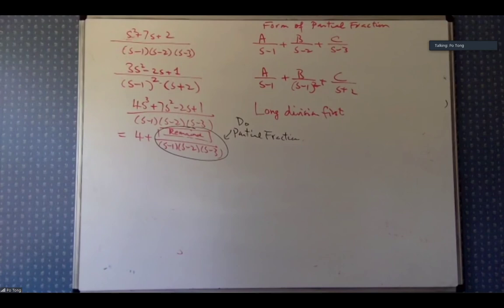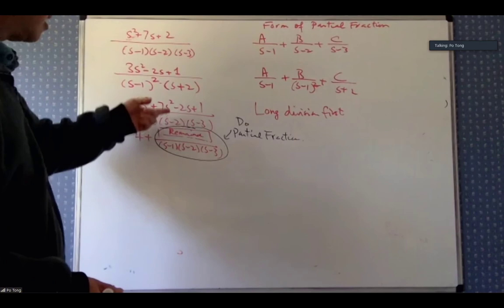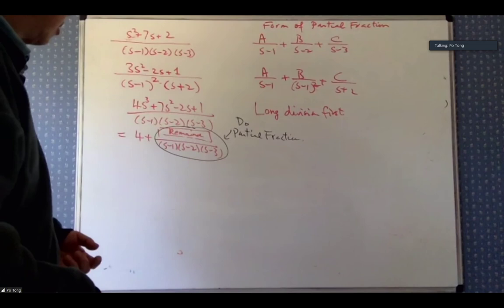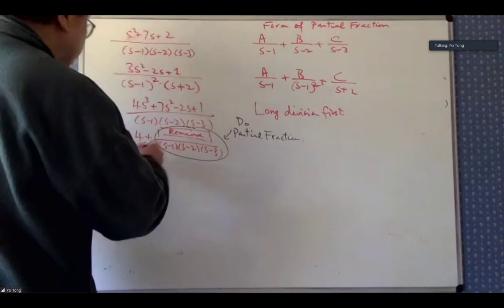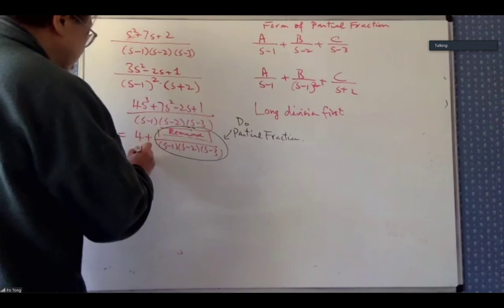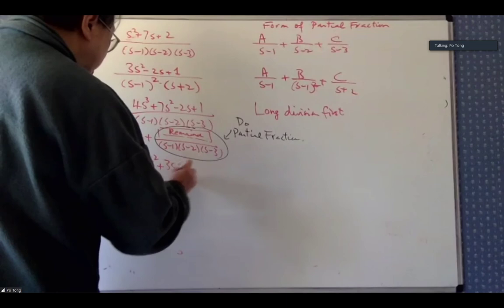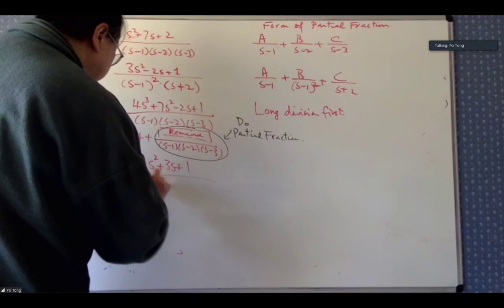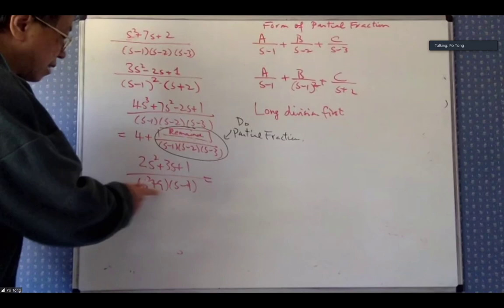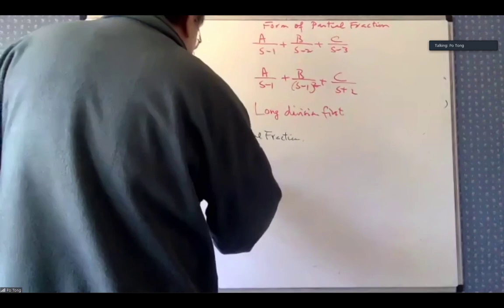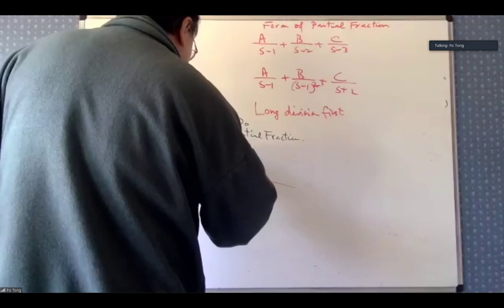You guys know what I'm trying to get at? Sometimes you need to do a long division. If the numerator has degree too big, you want to reduce it so that its degree is less than the degree at the bottom. And sometimes you have things like 2s squared plus 3s plus 1 divided by s squared plus 9s minus 1. Now in this case, you cannot factorize this guy. Because you cannot factorize it, you will have a quadratic and a linear one. Is it okay?